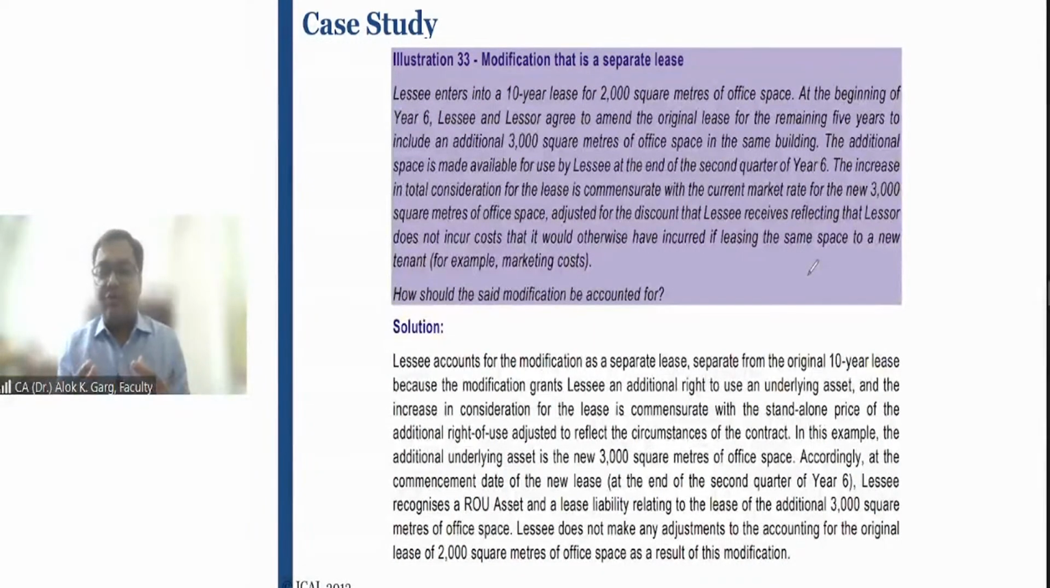Why? The lessor is giving only as much discount as the lessor is saving, right? Only as much as the lessor is saving. Okay, is that clear?